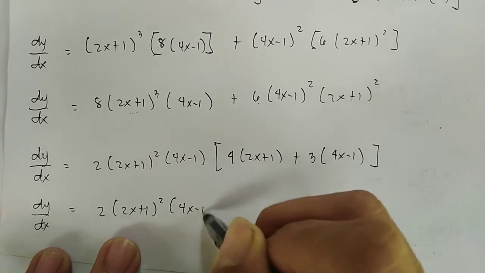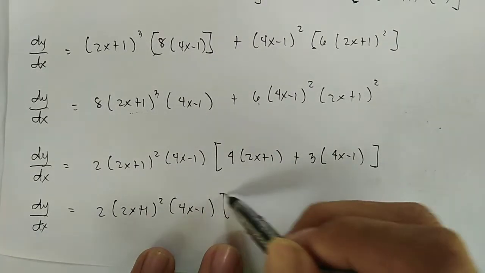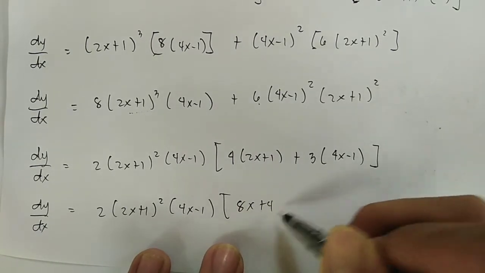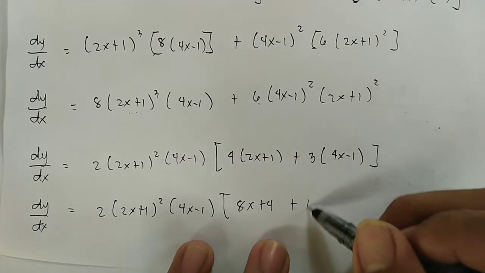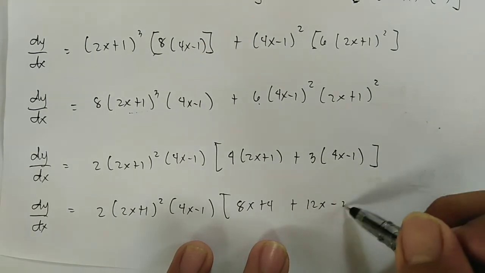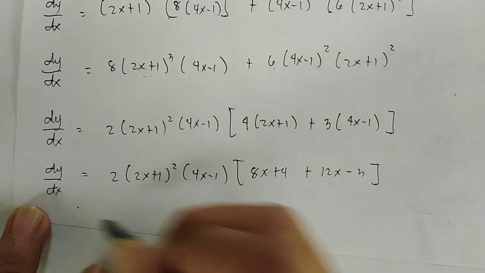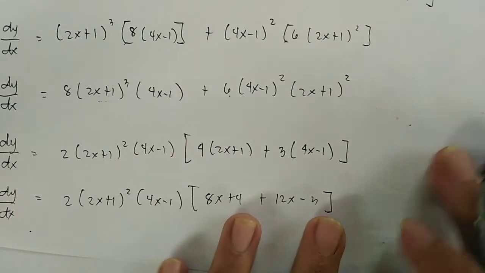So 4x minus 1. Simplifying this side further, 4 times 2x is 8x. 4 times 1 is 4. Then plus 3 times 4x, that is 12x. 3 times negative 1 is negative 3. So combining like terms on this side, you will get, okay, let's move to the other side.